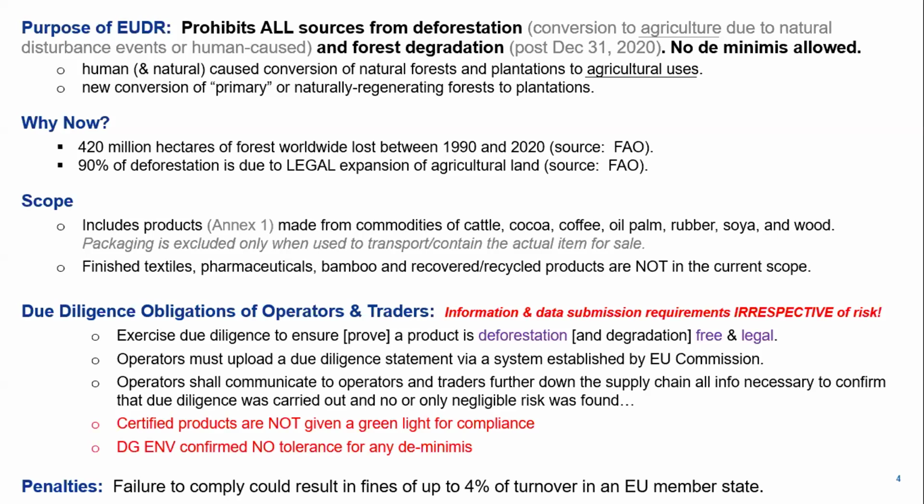But they have to exercise due diligence to prove that the product is deforestation and degradation free and that it's been produced legally. They have to upload a due diligence statement. I'm going to talk about what that is. And they have to communicate certain information downstream. For all of us that have spent the majority of our professional lives dealing with certification, SFI, FSC, PEFC, unfortunately, certified products are not assumed to be compliant. And there is no tolerance for any insignificant amount of unknown fiber or non-compliant fiber. And there are strict penalties built into this regulation, a minimum 4% fine up to banning the entity from placing product on the EU market.